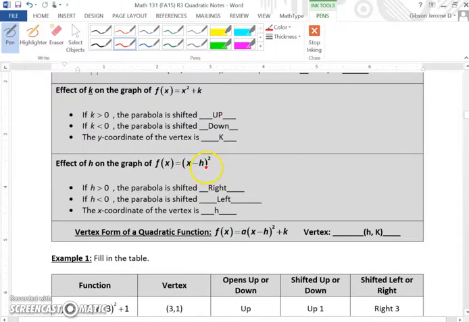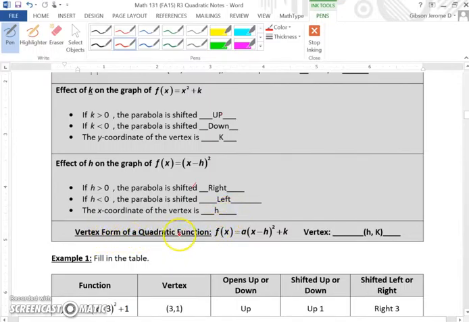So if you see x minus h, h is going to be assumed to be positive. If you have x plus h, then h would be considered to be negative. Does everyone follow that? Okay, so if h is less than 0, the parabola is shifted left. The x-coordinate of the vertex is h, so whatever h is, that is your x value.